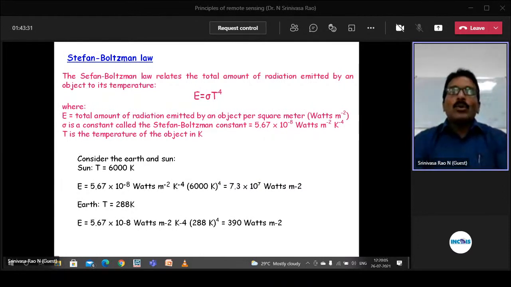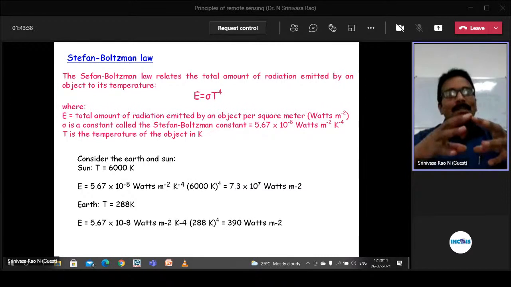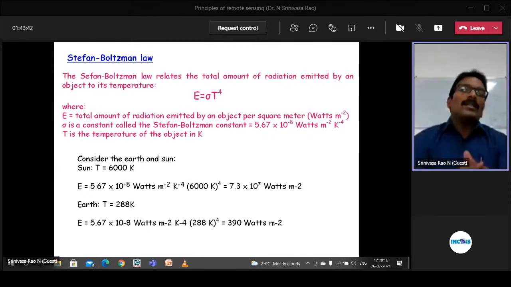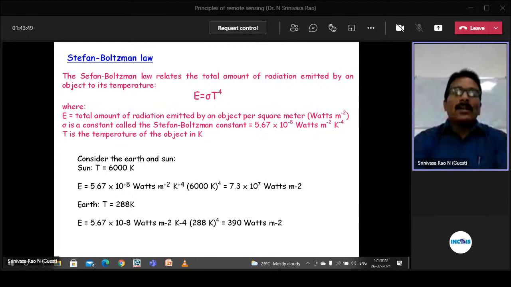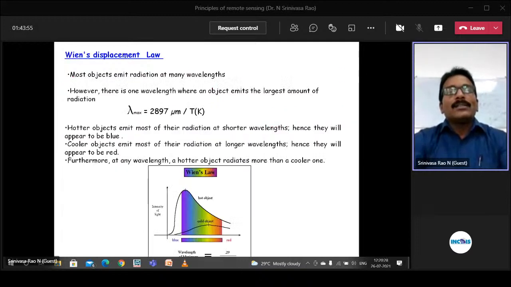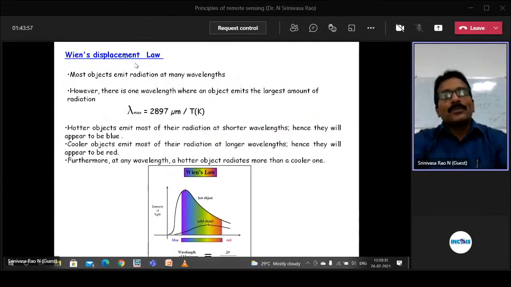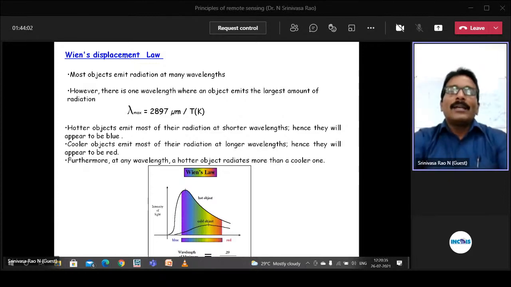But the thing is, to design the sensor, we should know the energy that is coming from the target based on its temperature, and at what wavelength it is coming. If you know that, we are able to design the sensor with some specific bandwidths. So, the law that explains this is Wien's displacement law. What is Wien's displacement law giving?